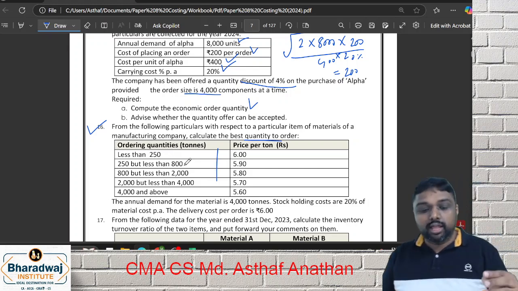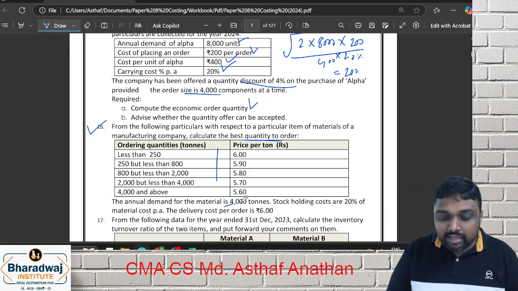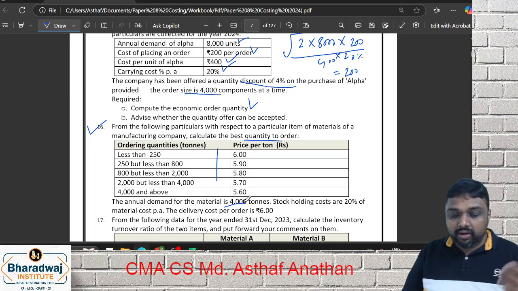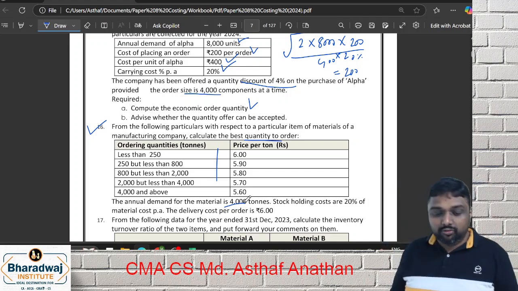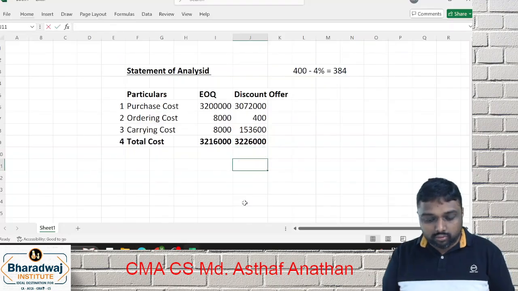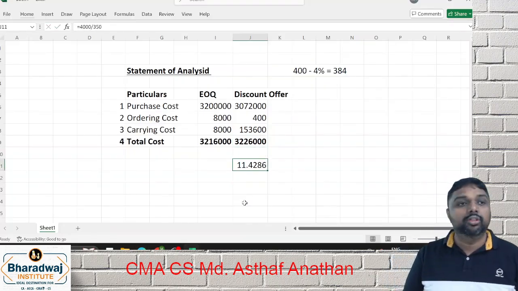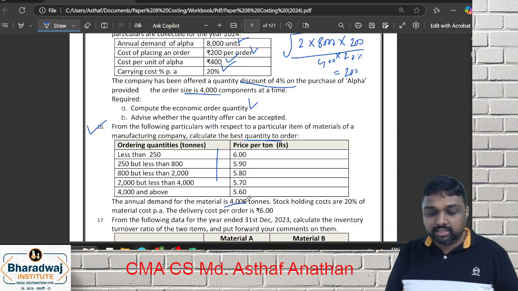For 250 to 800, you take 500 or 400. Since your annual demand is 4,000, it is better to take a round number. 500 is round, 400 is round. If you take 350, what is the problem? 4,000 divided by 350 comes in decimals, so that can be avoided. Have you understood? This is also a very interesting question.